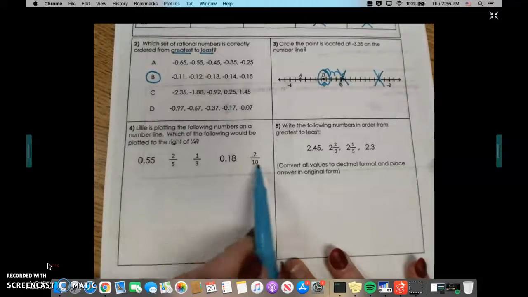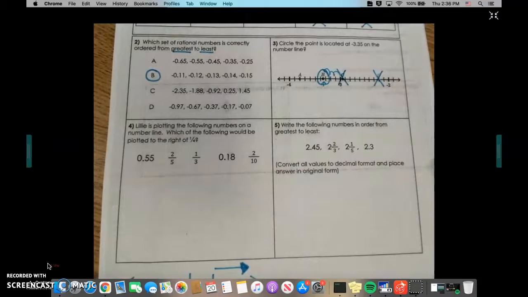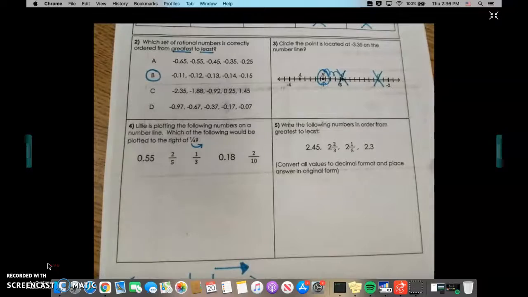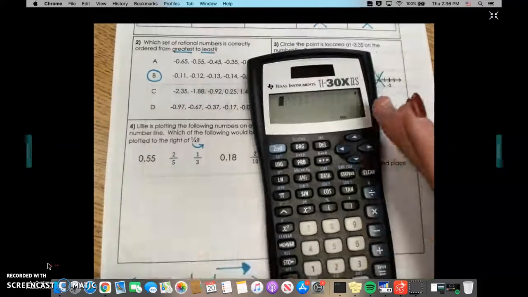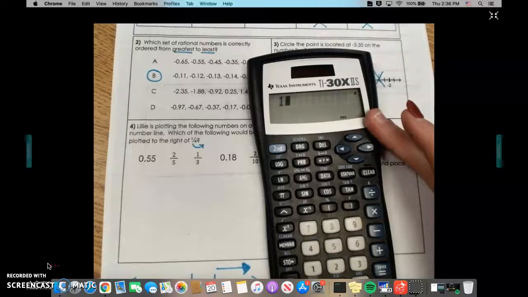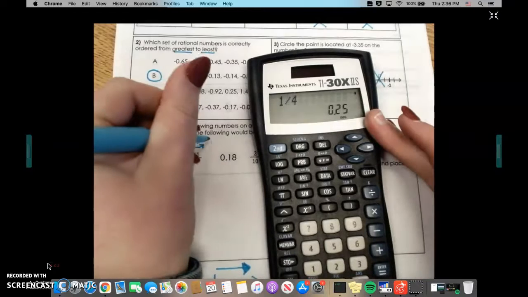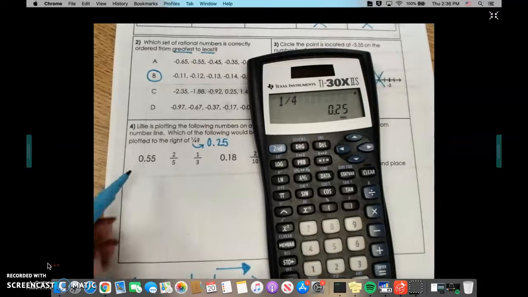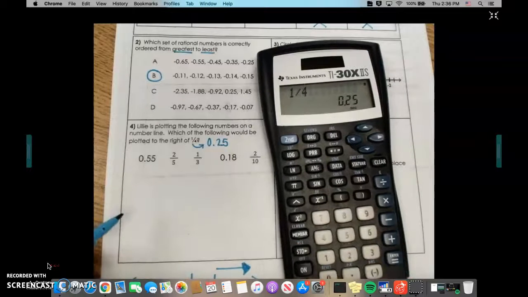So we need to decide of these numbers, which ones are greater than 1/4. First thing we need to do is change 1/4 to a decimal. How we do that is we need to grab our calculator, and we need to take the numerator, 1, divided by the denominator, 4, and we get our answer of 25/100ths. So now I need to look at my choices down below and pick any number that is greater than 25/100ths.